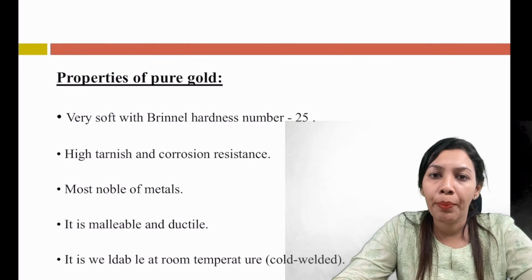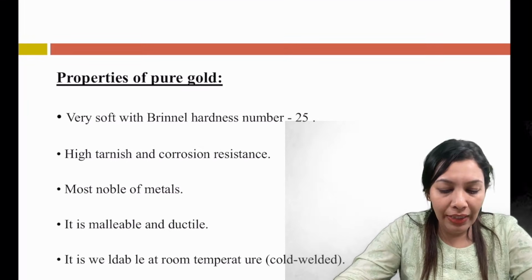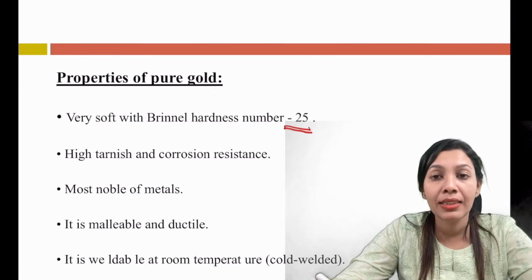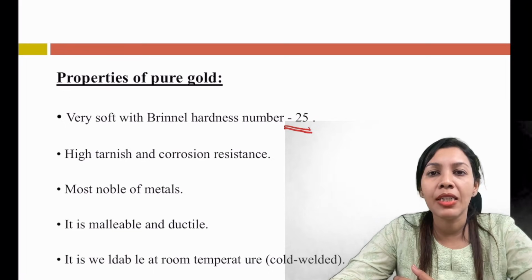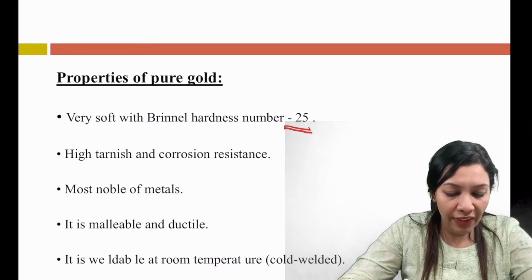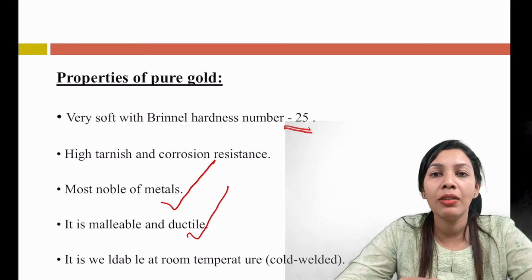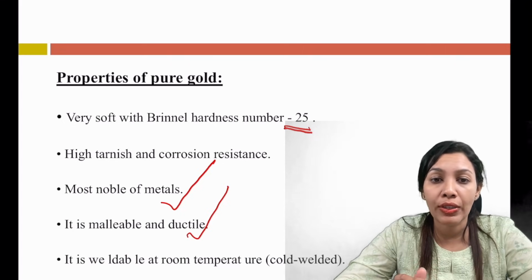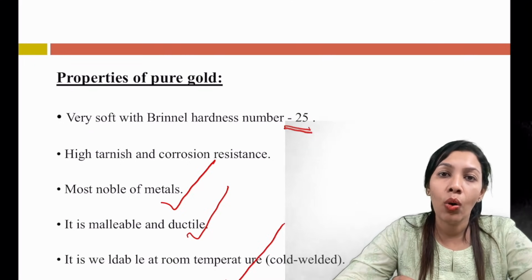Talking about the properties of pure gold, it is a very soft material with a brittle hardness number of 25. It has high tarnish and corrosion resistance. Whenever it comes in contact with oxygen or the noble gases, it doesn't form corrosion products. It is one of the noblest of all metals. It is ductile and malleable, so it can be beaten into sheets and drawn into wires. It is weldable at room temperature, which is called cold welding.